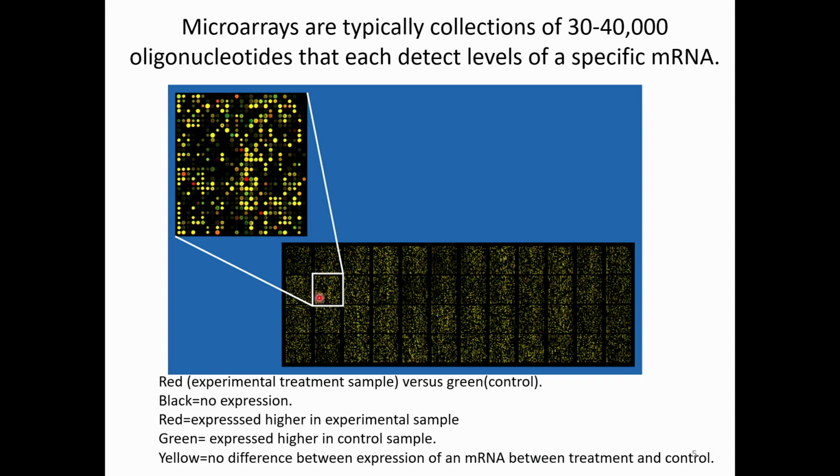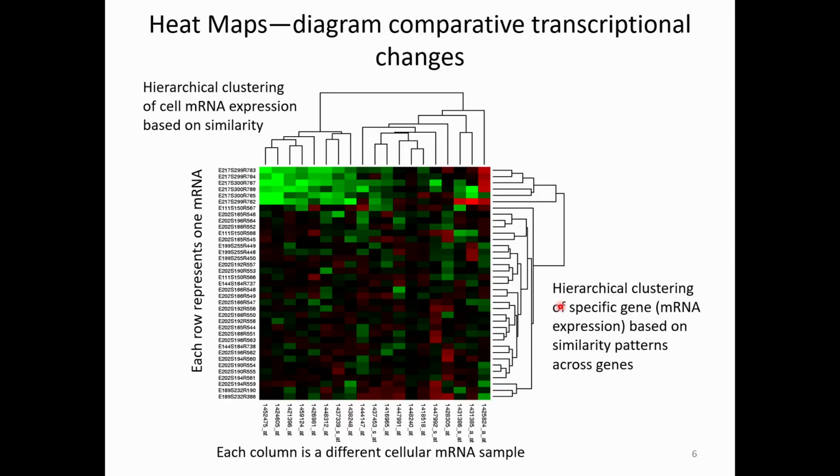And how do you then deal with this much information? Well, obviously there's a lot of computation involved, but what typically is done is the following. It gets turned into something called a heat map. And so a heat map is very interesting. It is a computer program that clusters genes into clusters of other genes that have similar expression patterns, okay?